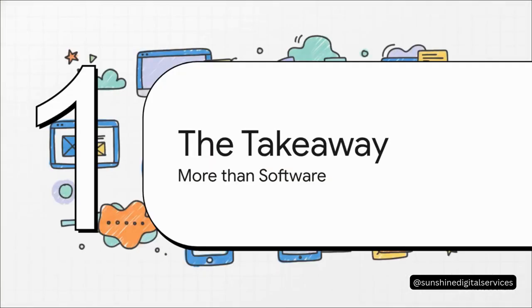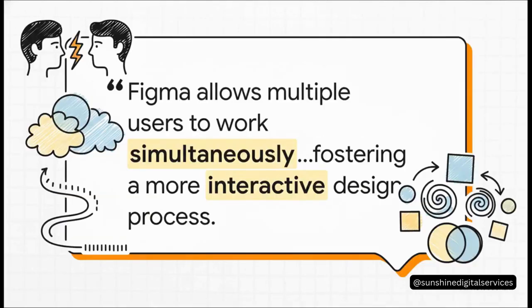So as we start to wrap this up, it's really important to see the bigger picture here. The real impact of Figma goes so far beyond just pixels on a screen. It's really about changing the whole culture of how teams work together. This quote really just nails it, doesn't it? By letting people work at the same time, Figma tears down the walls between departments. It encourages a design process that's more of a conversation, more fluid, and in the end, way more creative.